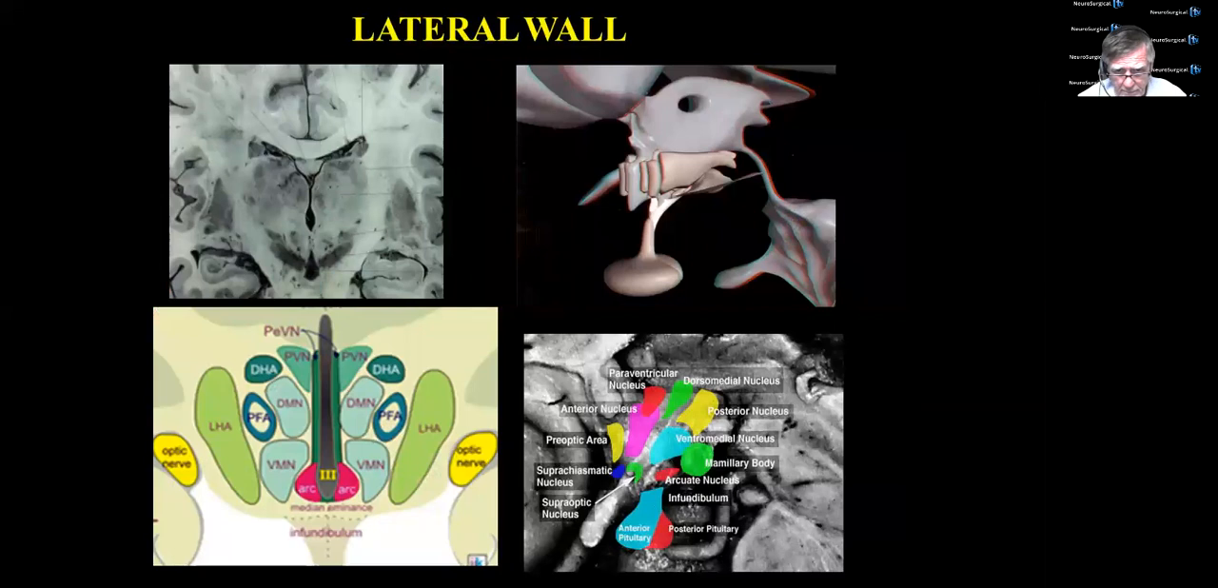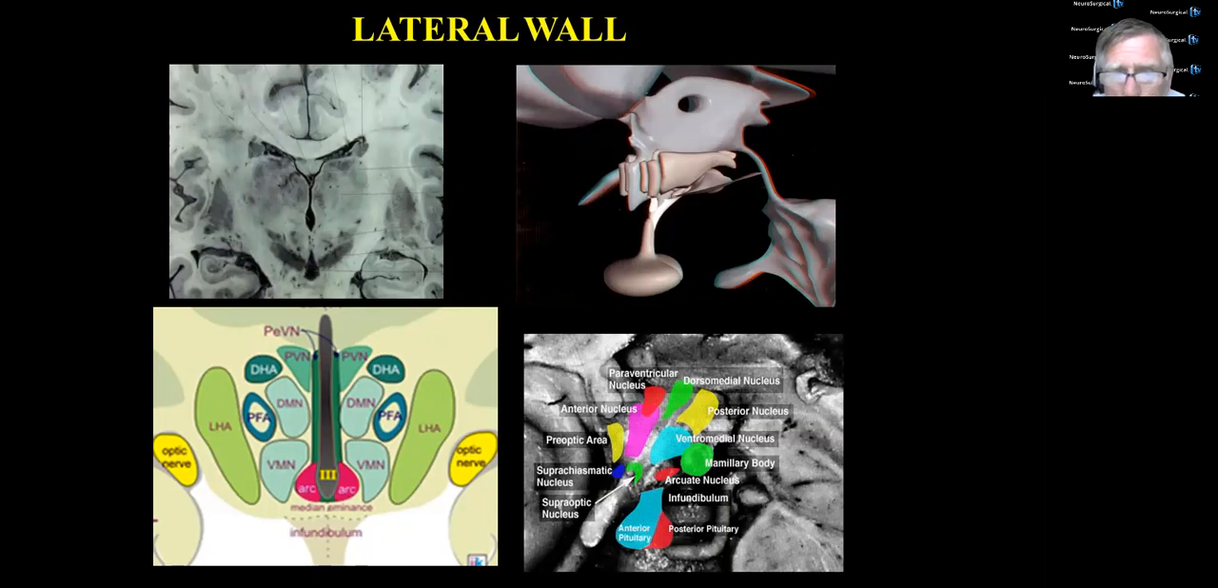The lateral wall is very difficult, because it is made of nuclei. These nuclei are arranged in a certain fashion that if you don't know them, it's a disaster. So they are arranged from anterior to posterior in three groups, and they are arranged from medial to lateral in three groups. So here we have each of these groups with a certain function.